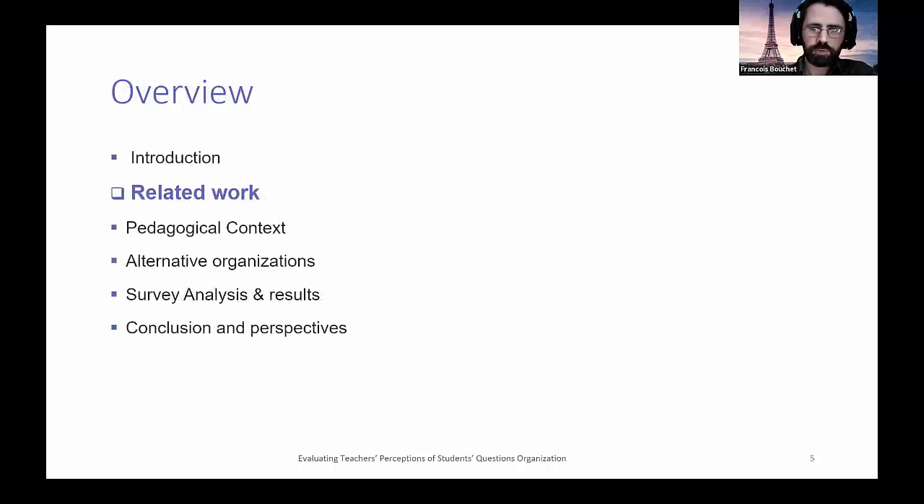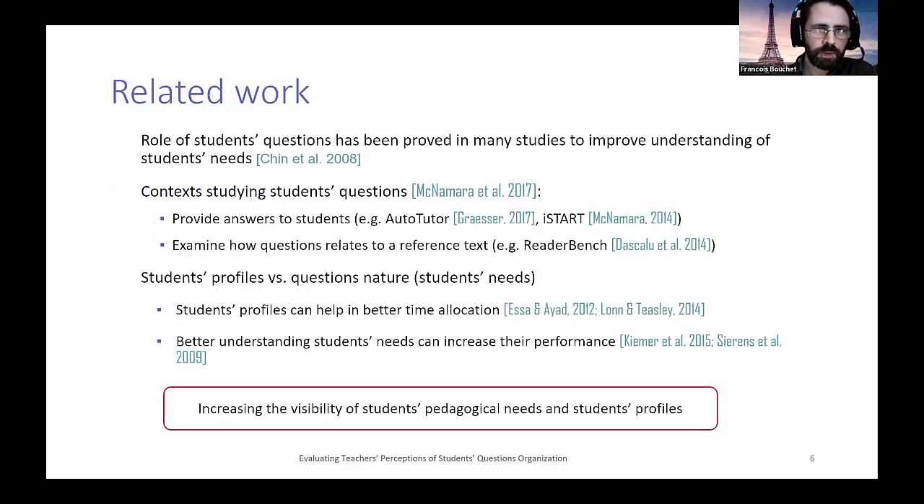Before diving more into the context, let's take a couple of minutes to review some related work. To our knowledge, and according to a recent review by Daniel McNamara and colleagues, the problem of students' questions in our community has been mostly analyzed from two main angles. The first is how to provide automatic answers to students' questions, mostly in the context of intelligent tutoring systems, such as AutoTutor or iStart. The other angle is how we can find questions that are related to a reference text, which is one of the possibilities opened by a tool like ReaderBench, developed by Dascalu and colleagues.